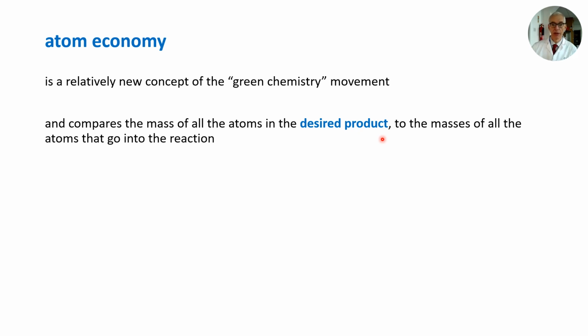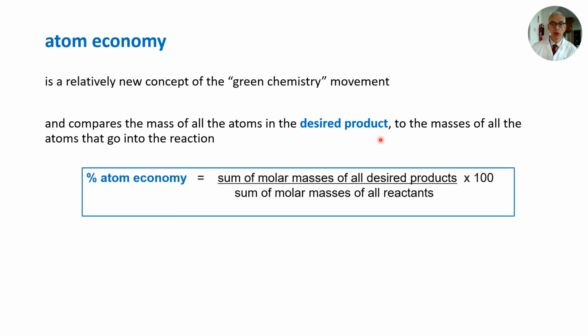And we compare the mass of all the atoms in the desired product to the masses of all the atoms that go into the reaction, that is the masses of all of the reactants. And we can do that by looking at the molar masses. So the sum of all of the molar masses of the desired products divided by the sum of the molar masses of all of the reactants is our proportion, our fraction. We multiply that by 100 to give us percentage atom economy. So it's a simple formula that needs to be applied.